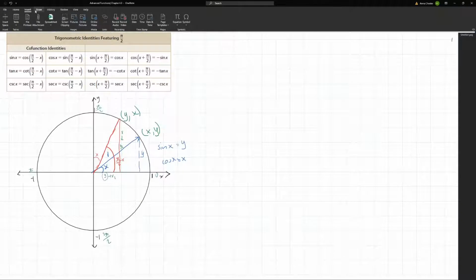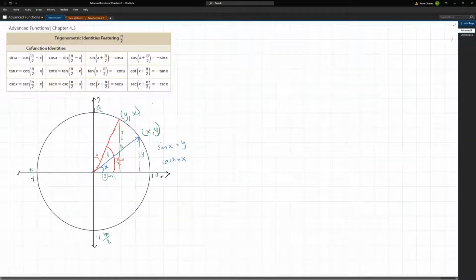So again, looking at the first identity, it has told us that cos of pi over 2 minus x should equal to this. Let's see if that's true. So what is our x value? Our x value is now our old y value, so that is y, and our hypotenuse is still 1. Therefore, cos of pi over 2 minus x is actually just equal to y. As you can see here, these values are the same. Therefore, we have proven that the identity is correct. Now, we could continue going with this idea.